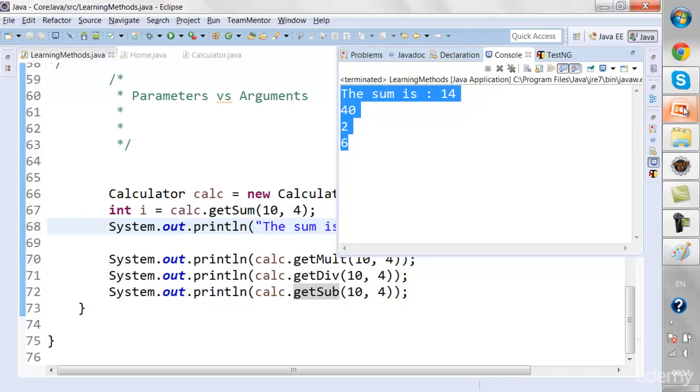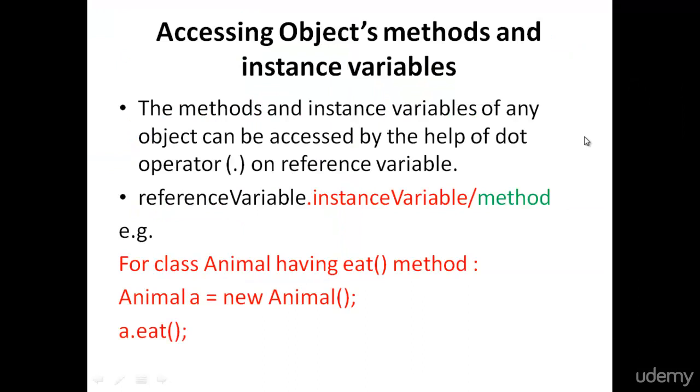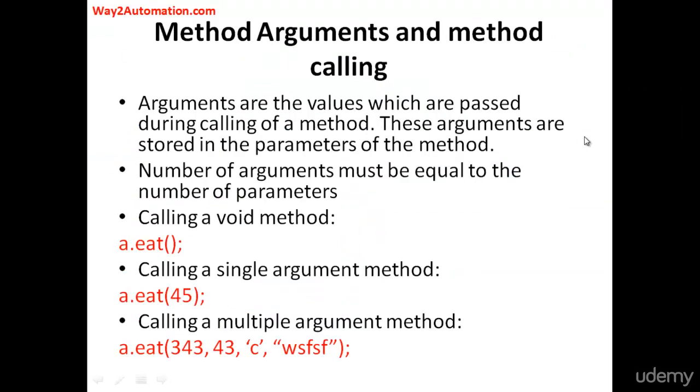Right. So what we have seen so far is method arguments and method calling. Arguments are the values which are passed during calling of a method. These arguments are stored in parameters of the method, right? So whatever we give while we create a method, those are basically not the arguments. Those are basically the parameters. So the number of arguments must be equal to the number of parameters that we have actually provided to a method, right?